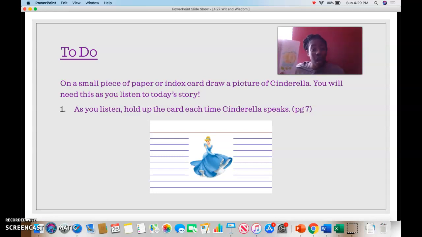Now, you may have to pause the video to get your card ready, or if you can, just do a little thumbs up when you hear Cinderella speak. But I would like for you at some point to make a card with Cinderella on it because we'll need it for future lessons as well. So I'm going to just read a story, and give me a thumbs up whenever you hear Cinderella talking. And this is on page 7.